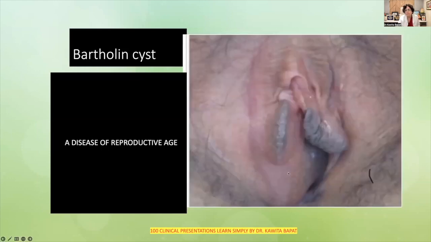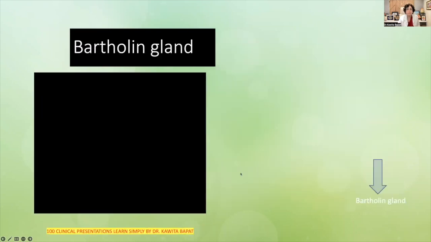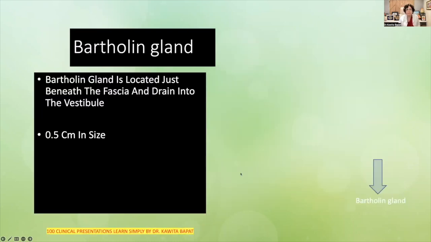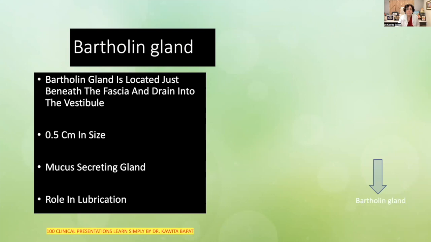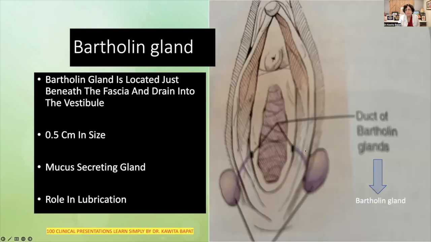You can see this is the inflammation, this is the swelling over the vulva, at either the 4 o'clock position or the other. Now, the Bartholin gland is located beneath the fascia and drains into the vestibule. It's 0.5 centimeter in size. It's a mucus-secreting gland, and its role is lubrication. These are the glands and these are the ducts of the Bartholin gland. When the ducts get obliterated, the swelling increases and it leads to Bartholin cyst formation.